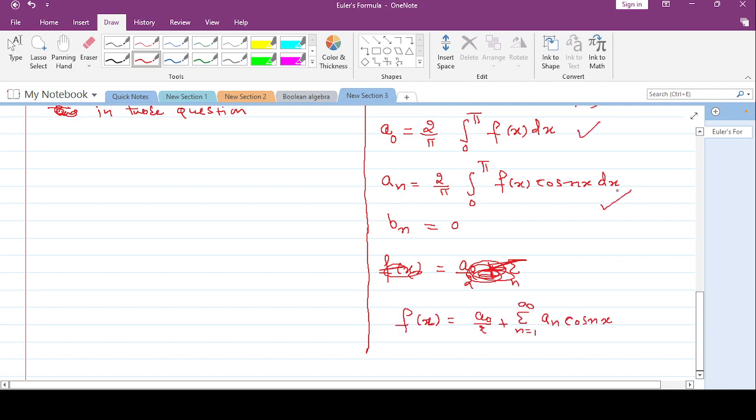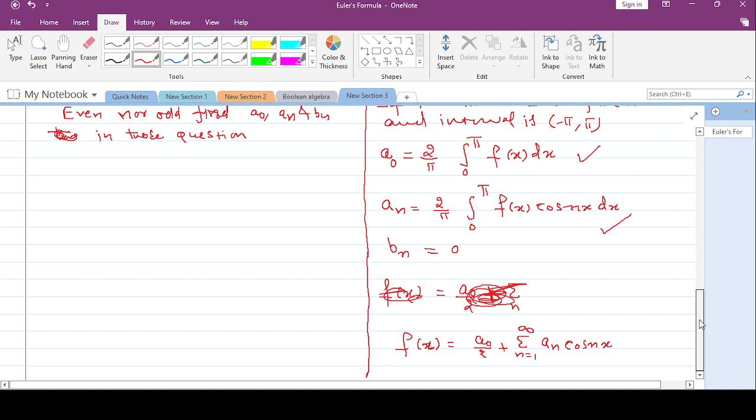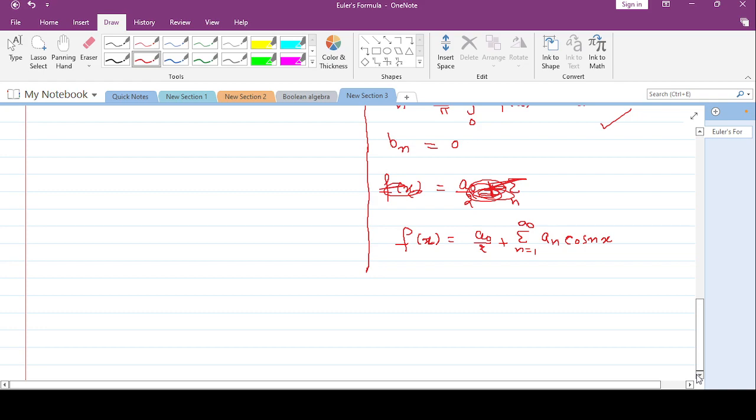Okay, see, this is done only in the case when the interval is minus pi to pi. In the interval 0 to 2 pi, we need to find all the values a naught, an and bn. But only in the interval minus pi to pi, you need to check whether your function is an even function or an odd function. If it is an even function, then bn becomes 0 and we find the value of a naught and an. And if the function is an odd function, in that case we take a naught and an as 0 and we find the value of bn.